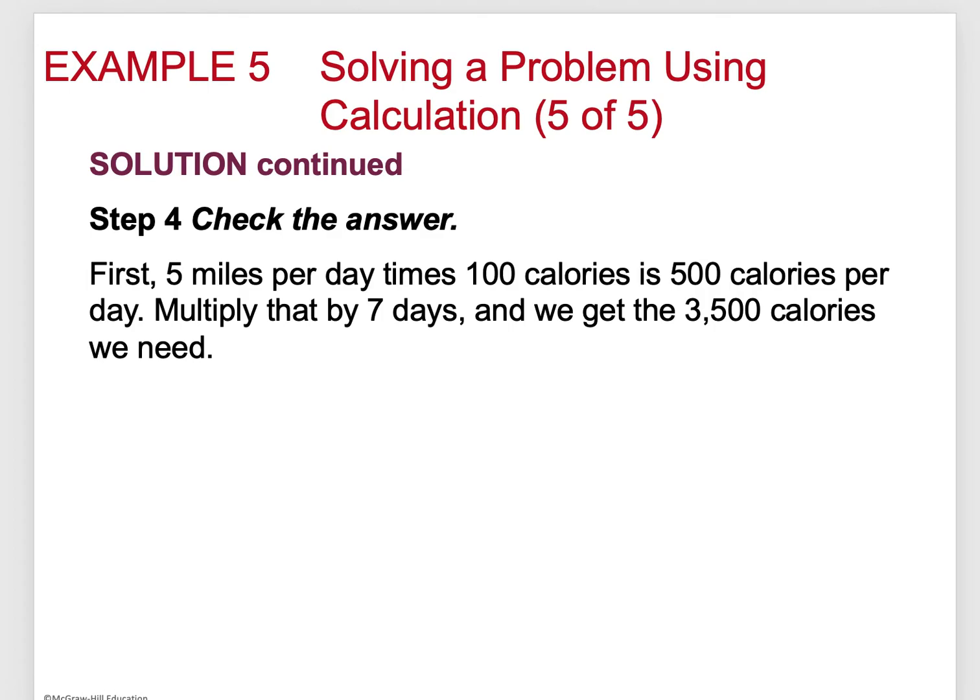So if I check my answer, I can say 5 miles per day times 100 calories is 500 calories per day. If I multiply that by 7, I see that I get the 3,500 that I need in order to lose the pound.